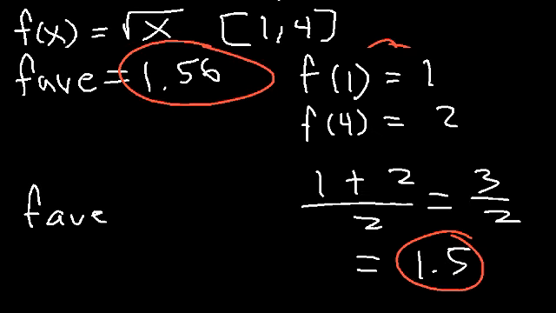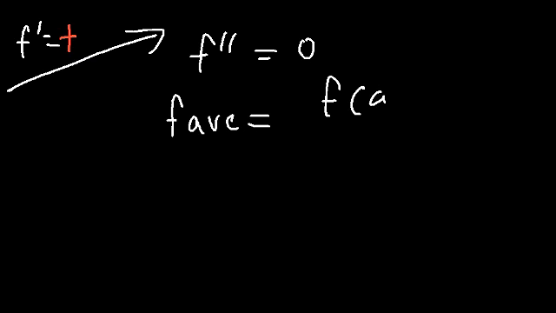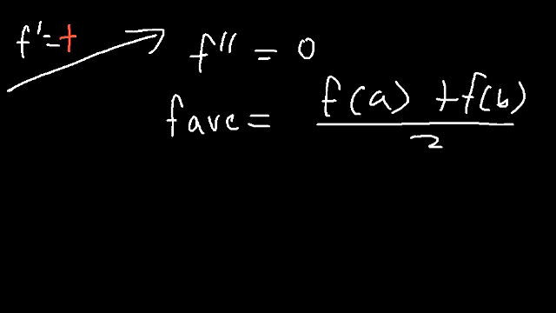So let's make a summary of what we've learned. Whenever the function is linear, which means that the second derivative is 0, it's neither concave up nor concave down. The first derivative is positive since this is an increasing function. It's just that the slope is constant, which means the second derivative is 0. In this situation, the average value is simply equal to the average of f of a and f of b, based on what we've seen.